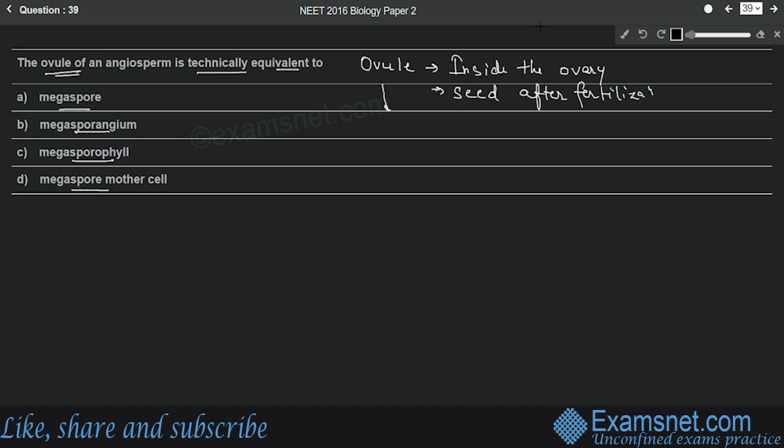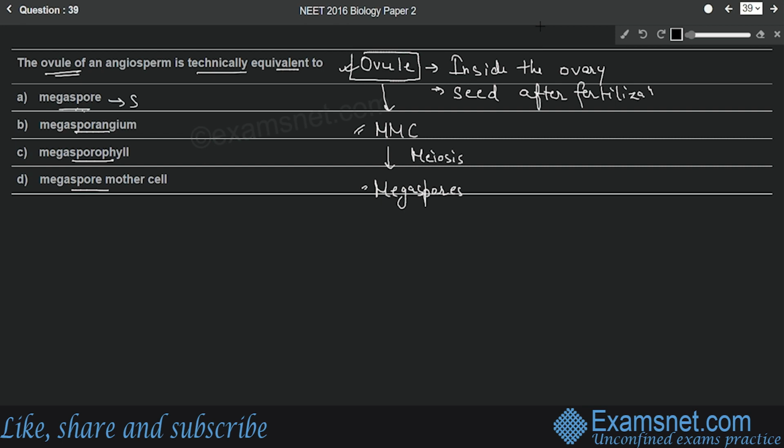Now inside the ovule, megaspore mother cells, that is MMC, are present, which undergo meiotic divisions, or meiosis, to form megaspores. So here we have to find the structure that is equivalent to the ovule. That means inside that structure, megaspore mother cell should be present, and that should develop into the megaspores. So let's see. The first option is megaspore. Megaspore cannot be the correct answer because megaspore develops inside the ovule, right, after the meiotic division of MMC.